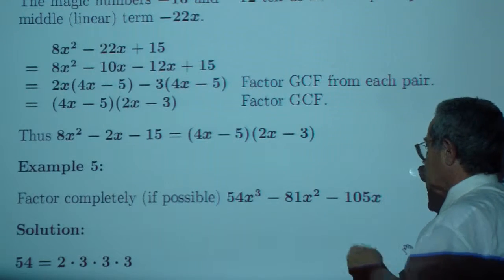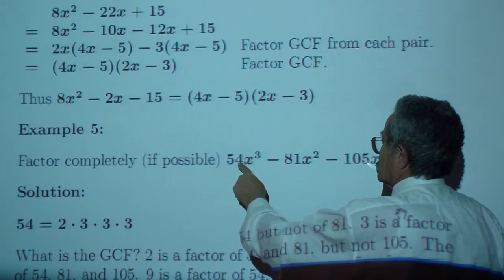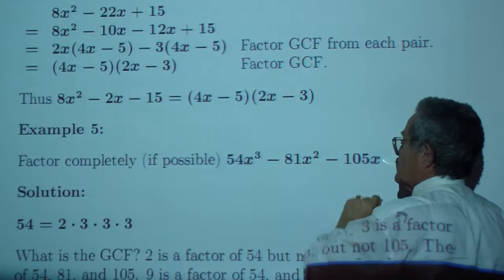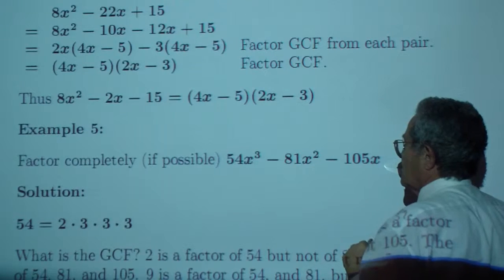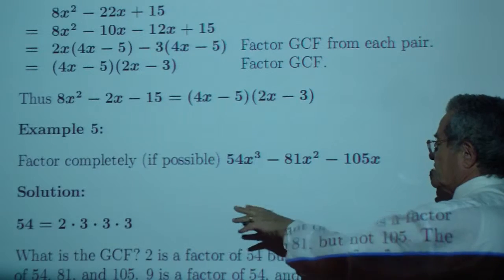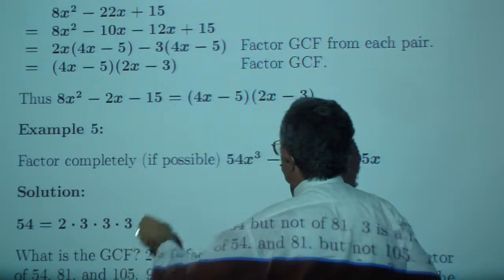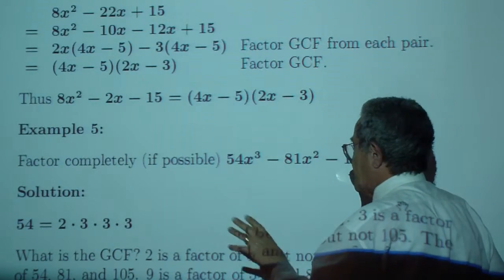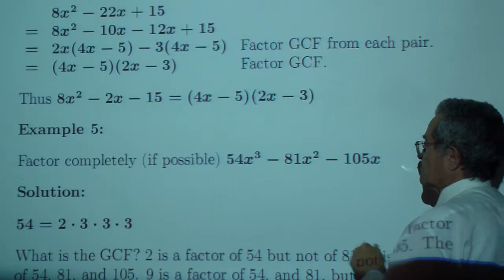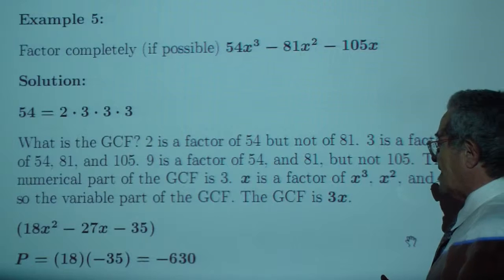Example 5, factor completely if possible. Greatest common factor, 2, no 2. 3, 3, 3. 3 is a common factor. So 54 is just 2 times 3 times 3. We are only concerned with 2's and 3's. There's nothing else that we need to worry about. Nothing else goes in 54. So we found that 3 was a common factor. We found that 2 was a common factor. 6 is a common factor. X, x squared, no x squared. So 6x looks like the greatest common factor.